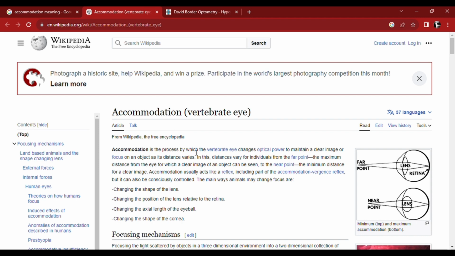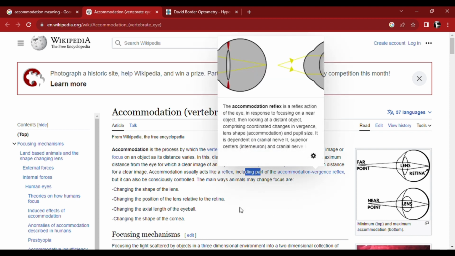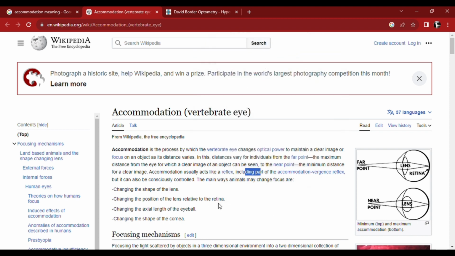Accommodation is the process by which the vertebrate eye changes optical power to maintain a clear image or focus on an object as its distance varies. These distances vary for individuals from the far point, the maximum distance from the eye at which a clear image can be seen, to the near point, the minimum distance for a clear image. Accommodation usually acts like a reflex, including part of the accommodation vergence reflex, but it can also be consciously controlled.